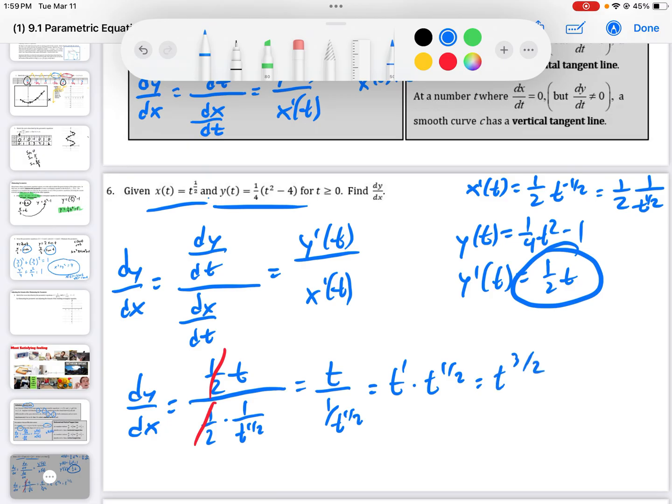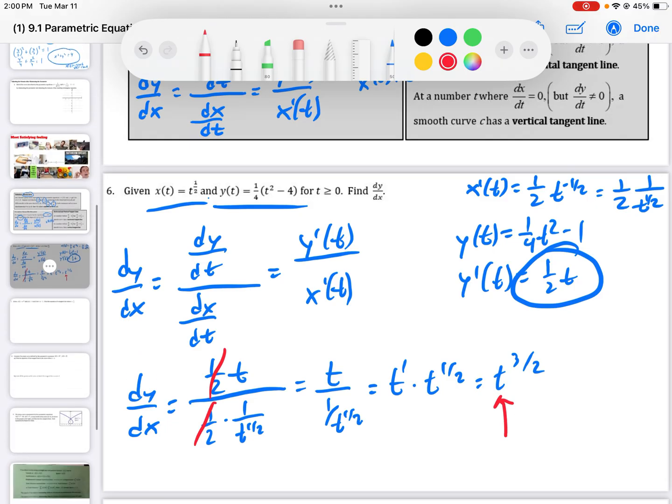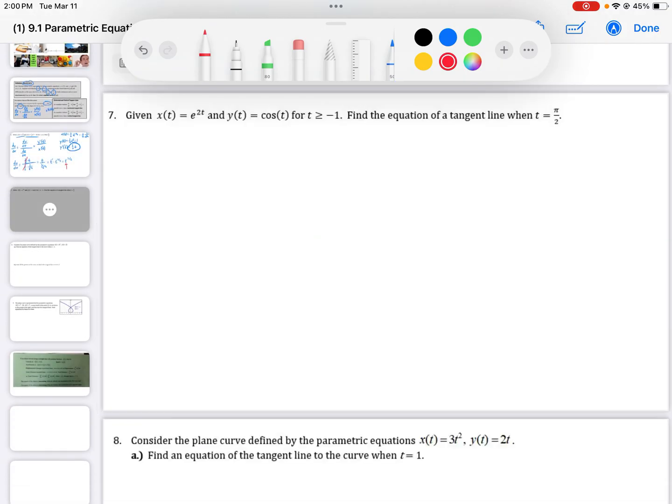So the slope of the tangent line depends on which value of t you are using. For different values of t, I would get different slopes of tangent lines. But whatever it is, it's going to be whatever the t number is to the power of 3 over 2. We're going to talk about what all that means as we dig a little deeper.